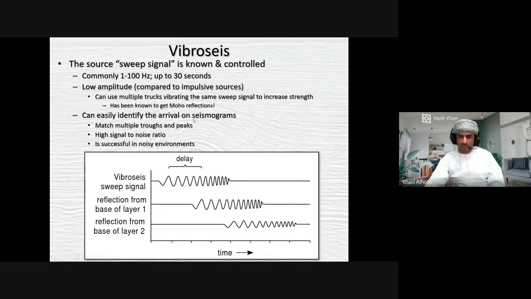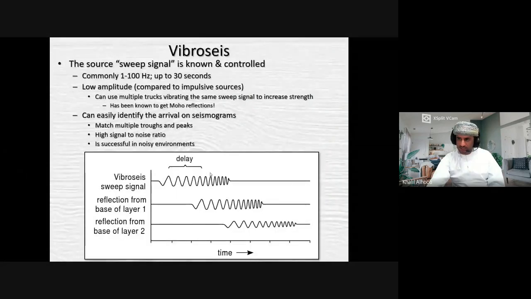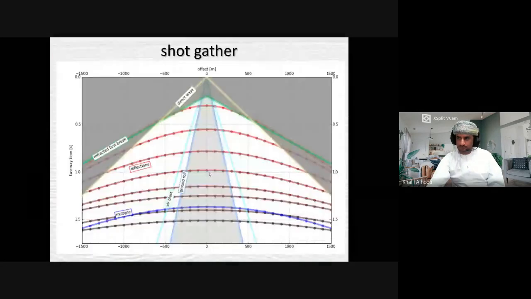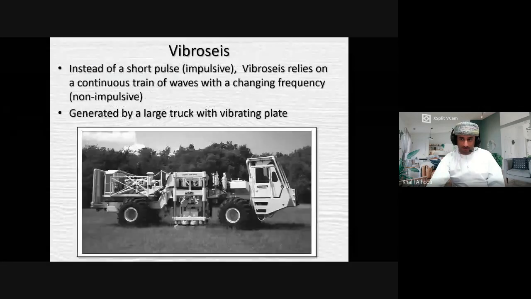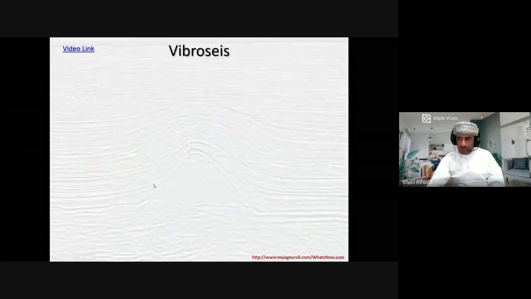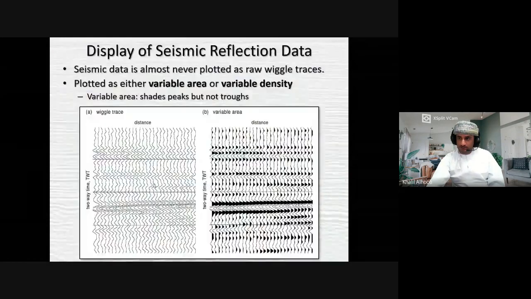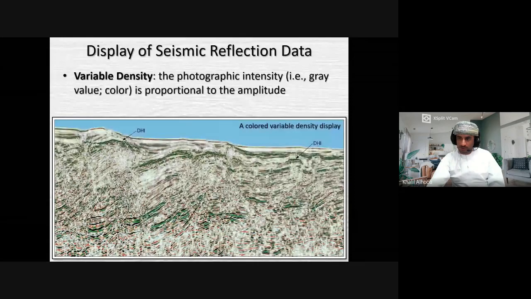Who can tell me what that reflector is? Any idea? Seabed. Seabed is a really, really strong reflector. If I see some image, so you see this is on sea, on marine.